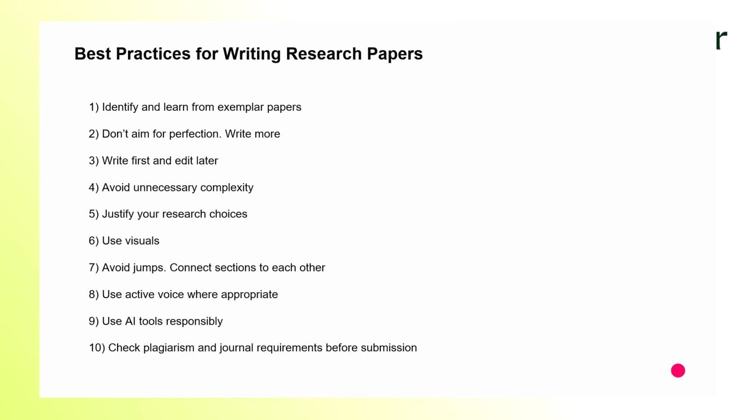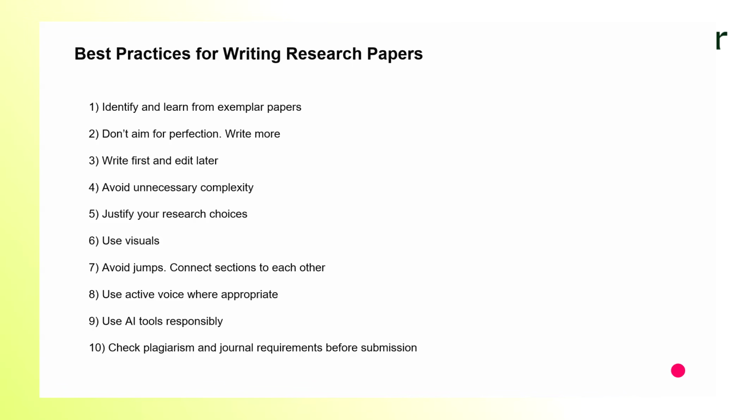Avoid jumps, as I mentioned, that sometimes the paragraphs and sections are not linked, which as a reader we don't like. We want to be in a good flow as we are reading a research paper. Use active voice where appropriate. This is again something as a reader we connect well with when the paper is written in active voice. We did this thing. We selected a data set, instead of saying that a data set was selected.